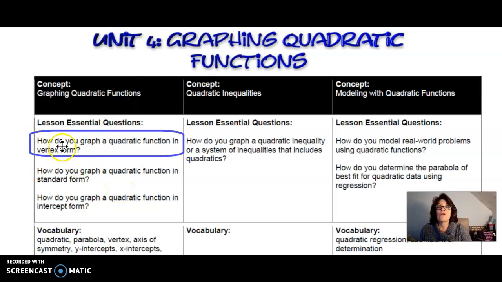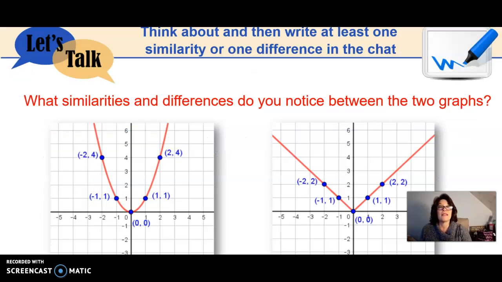We're talking about how to graph a quadratic function in vertex form. We know what the vertex is. It's very similar to when we did absolute value equations. It's where the graph V's, where it changes from decreasing to increasing. The same with the parabola, right? So you're watching this video right now, so I'm not going to have you do this part. We did this in class if you missed it.